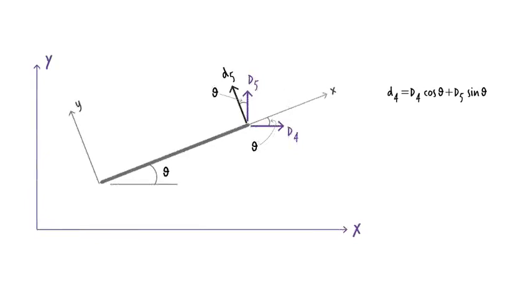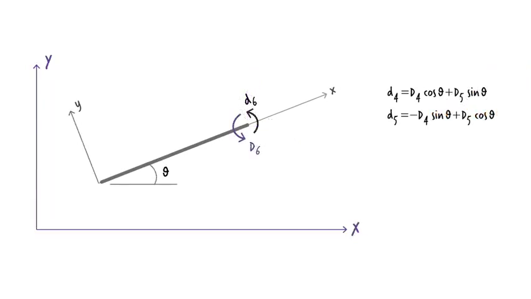Similarly, D5 in the local system can be expressed in terms of D4 and D5 in the global system. No special transformation is needed for D6. It equals global D6. This is the case since they both represent rotation around the z-axis. Note that the rotation of the xy plane by angle theta does not change the orientation of the z-axis. It remains perpendicular to that plane. That is why D6 in the local coordinate system is the same as D6 in the global coordinate system.